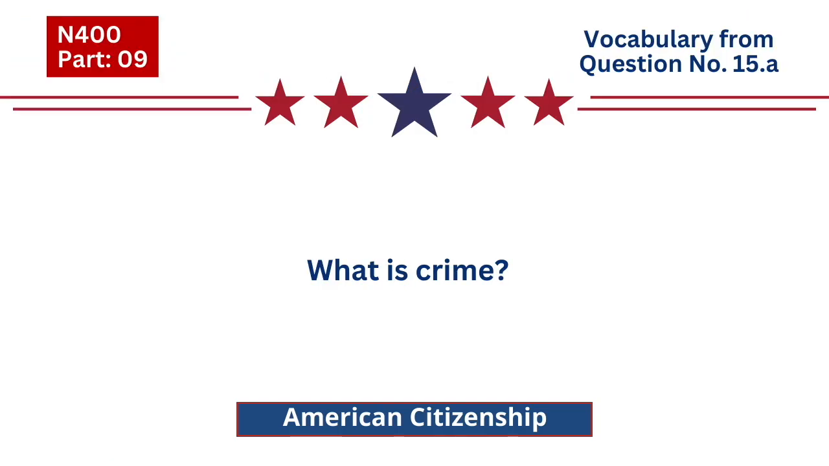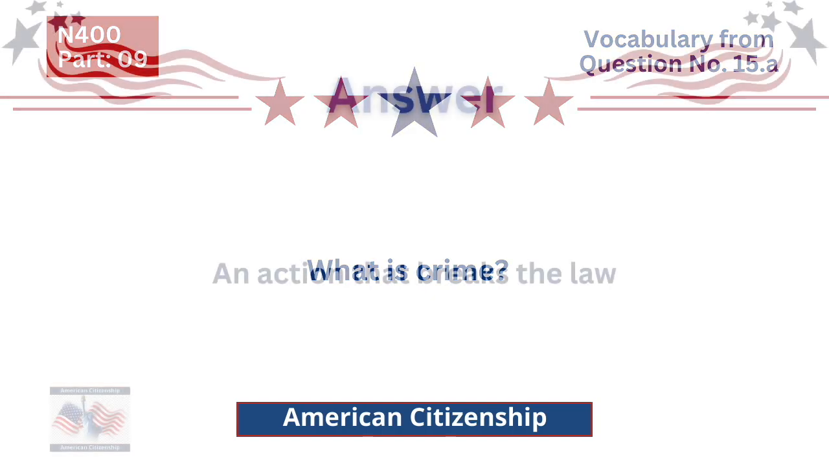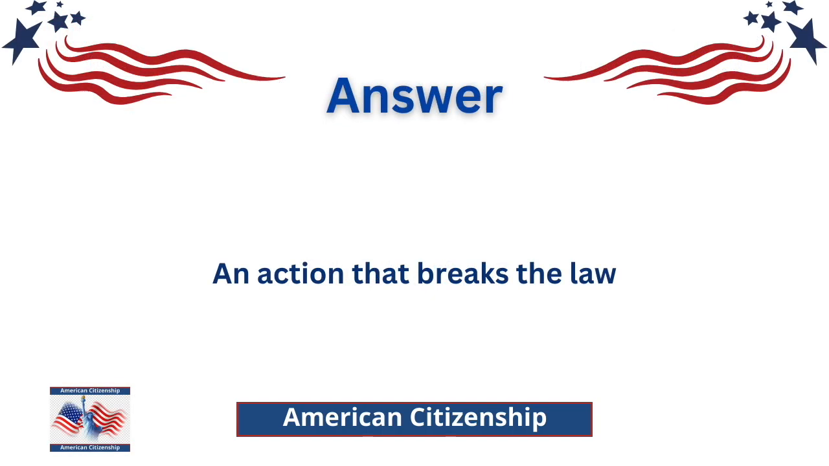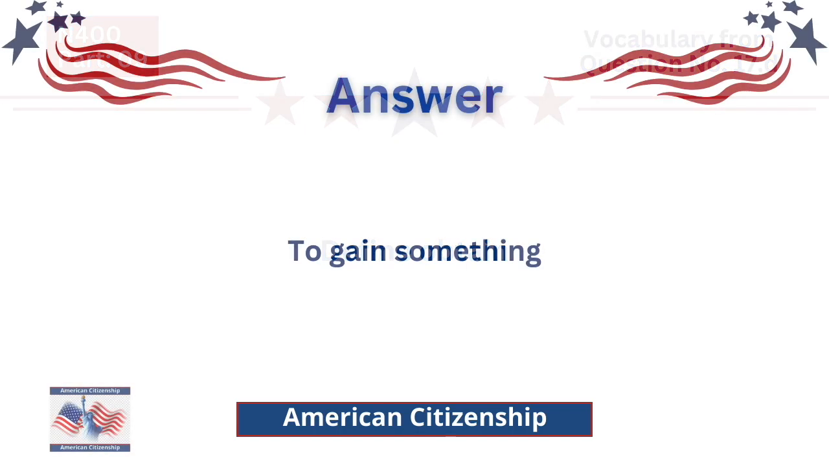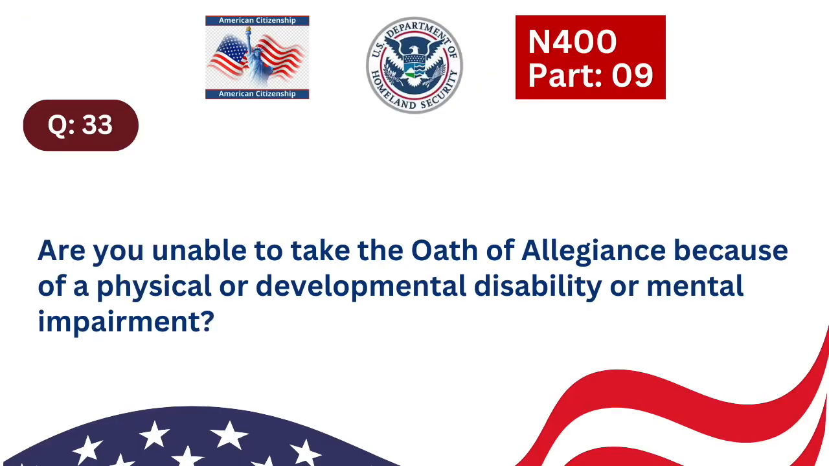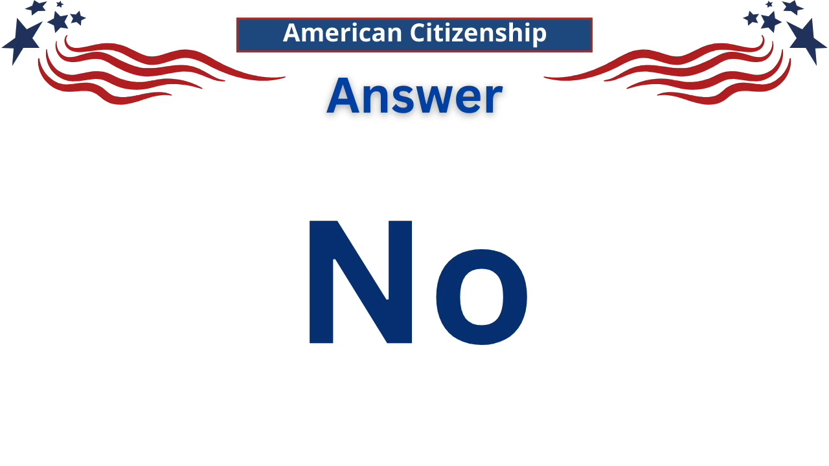What is crime? An action that breaks the law. Define. Obtain. To gain something. Are you unable to take the oath of allegiance because of a physical or developmental disability or mental impairment? No.